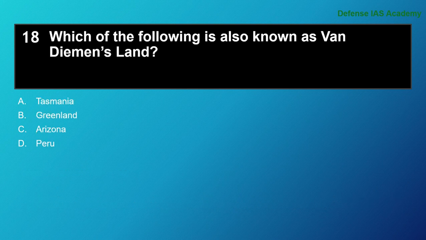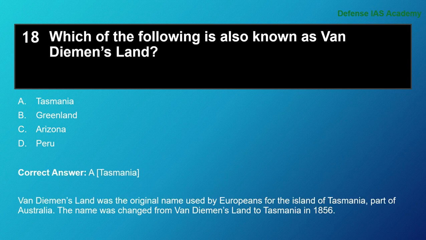Next question. Which of the following is also known as Van Diemen's Land? Answer is option A, Tasmania. Van Diemen's Land was the original name used by the Europeans for the island of Tasmania, part of Australia. The name was changed from Van Diemen's Land to Tasmania in the year 1856.